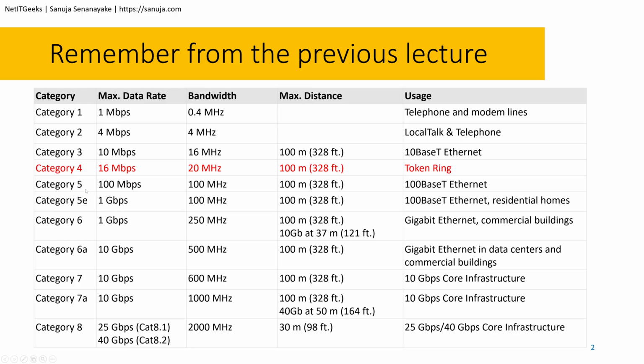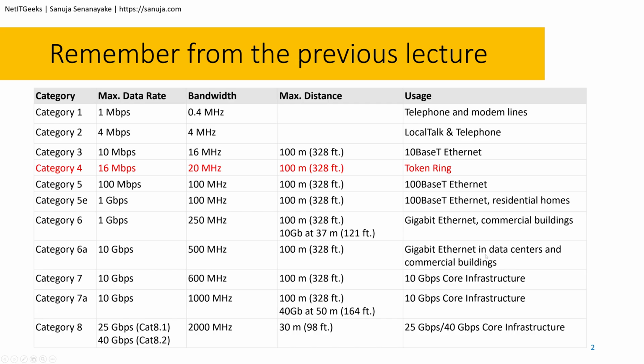We now have Cat 5 and Cat 5e, Cat 6, Cat 6a, Cat 7, 7a, and 8 in the market. What is very common in modern day network systems are Cat 5, Cat 5e, Cat 6, and Cat 6a. So from Cat 5 to Cat 6a, these categories are the most common cables used today in the networking industry.